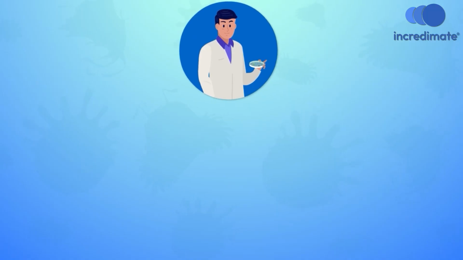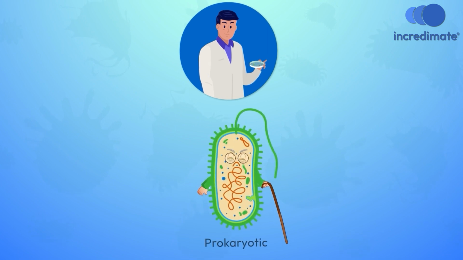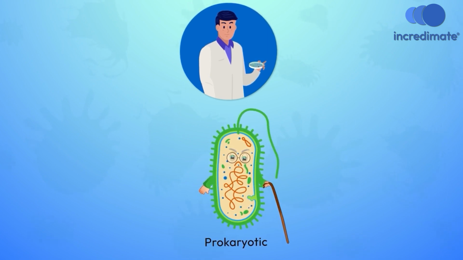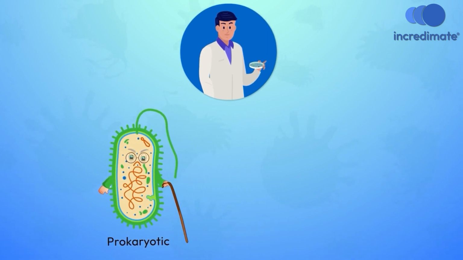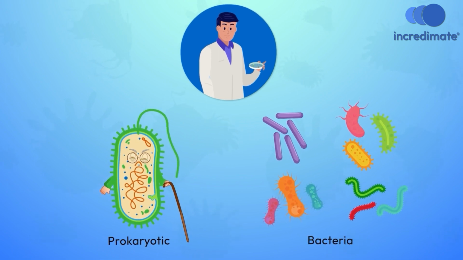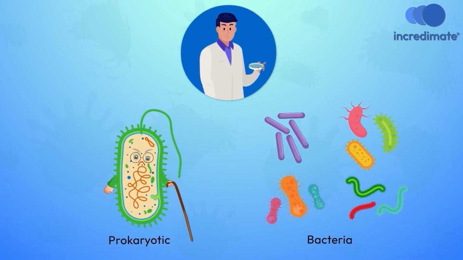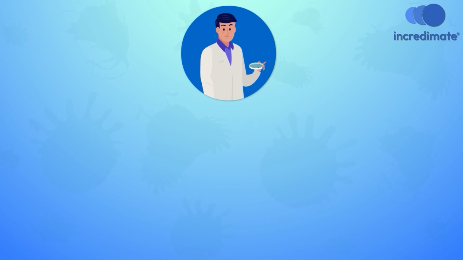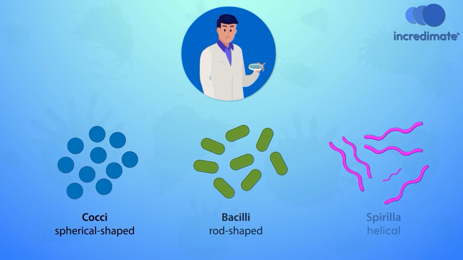And there are so many types. They could either be prokaryotic, which is basically like an ancestor. This includes categories like bacteria, which do not contain any nucleus or organelle. They can be seen in various shapes such as spherical, rods, helical.